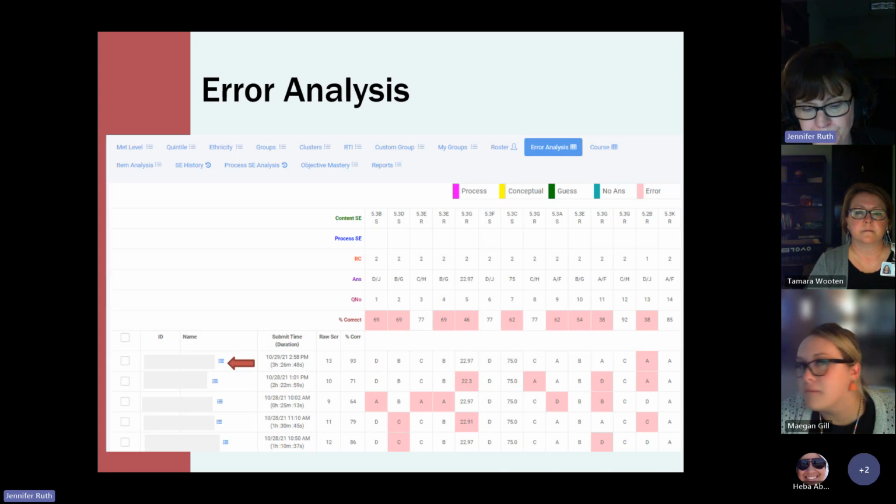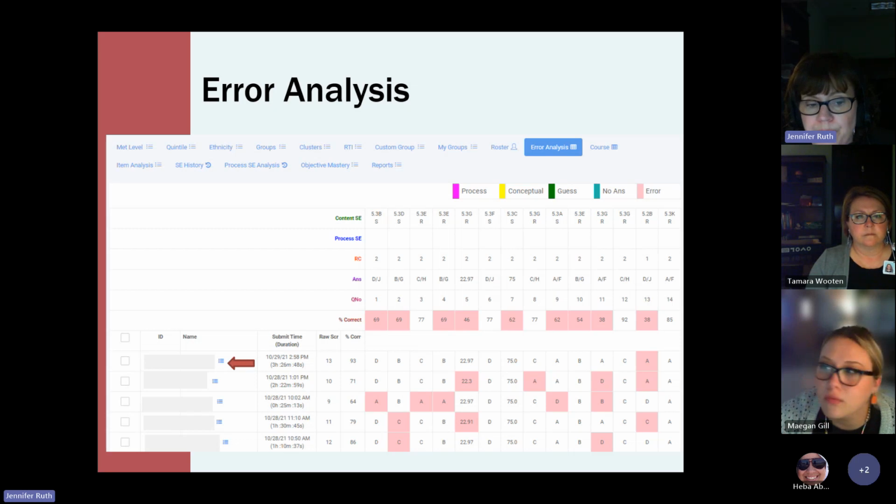As you can see up here at the top, there are a lot of different reports that you could look at for your PMAs, for your unit tests. There's really only 2 that we feel like you need. You're welcome to look at any of the ones that you see here, especially if you have a particular goal about something that you want to focus in on. But the 2 that we recommend for you, one of them is the error analysis, and that's what you see here. The error analysis shows each student by name.